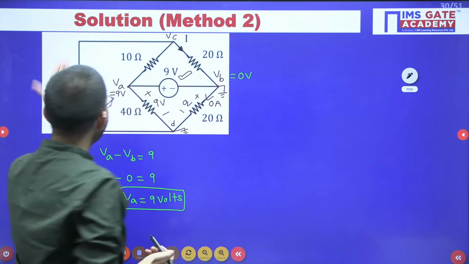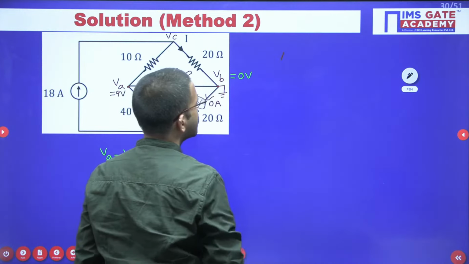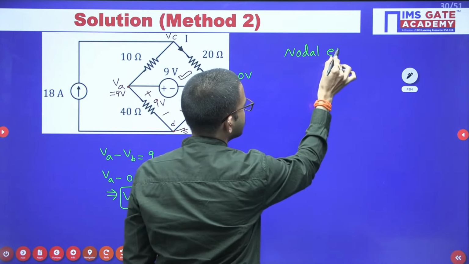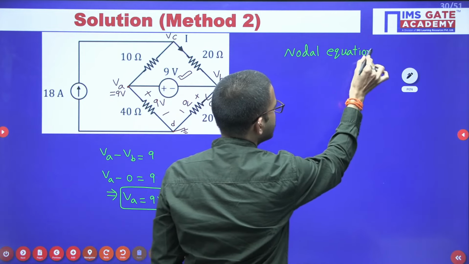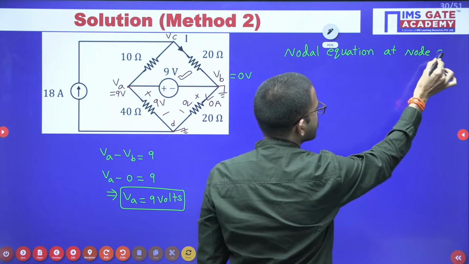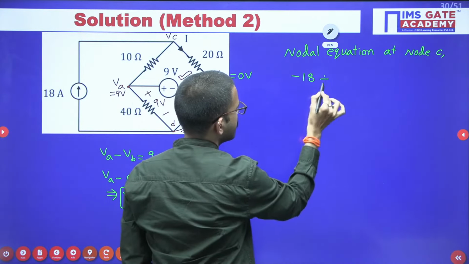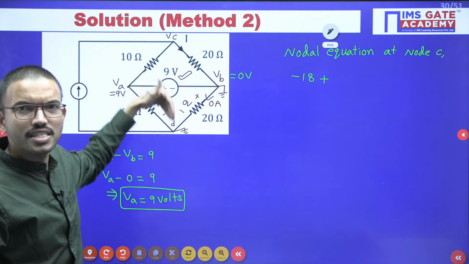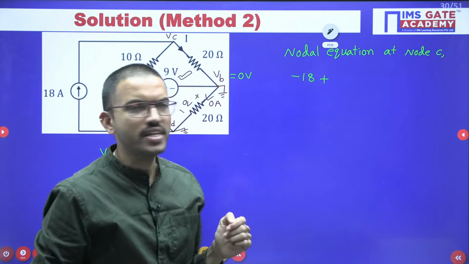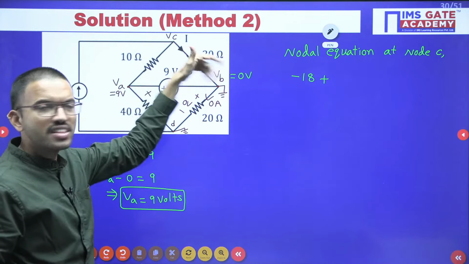Here 18 ampere current is entering, and entering current we will consider negative. Here I am writing the nodal equation at node C. So entering current is negative, that is minus 18 ampere, plus the sum of all the leaving currents equals 0. Since I know the current direction, I have considered entering current as negative. Whenever current direction is not given, you can assume that currents are leaving. In this particular branch, they have already mentioned the current is leaving, that is I.